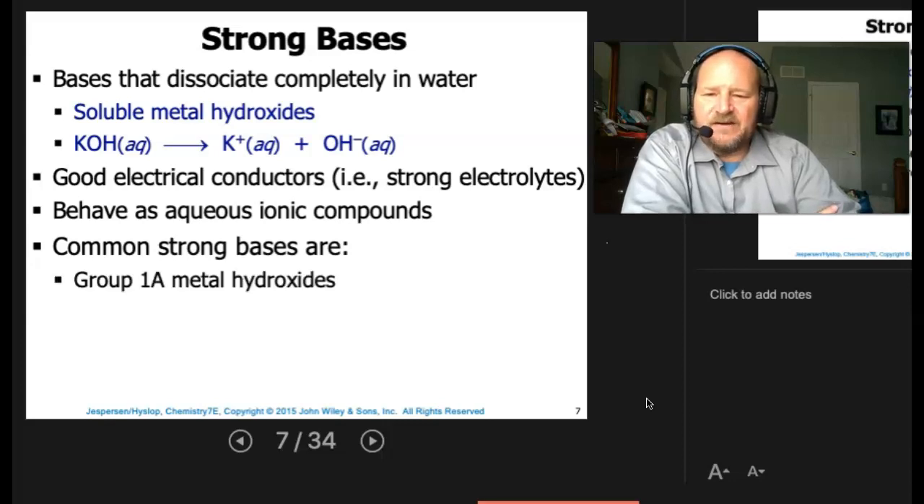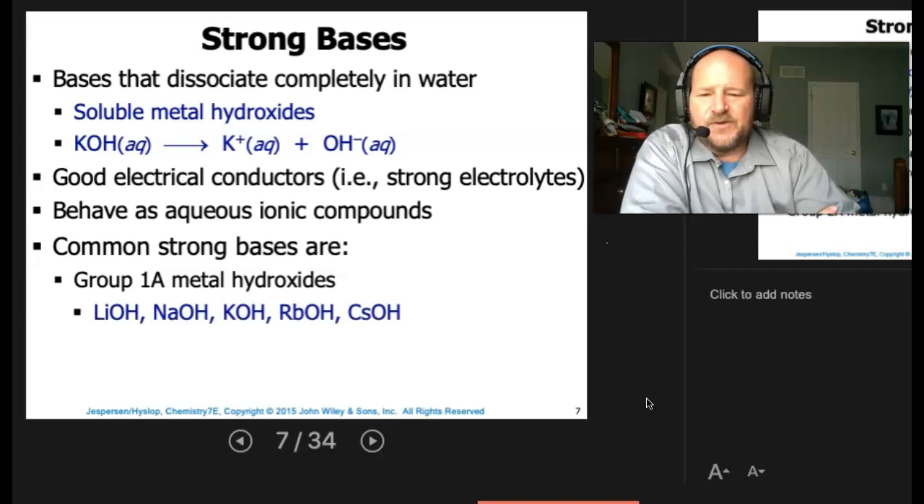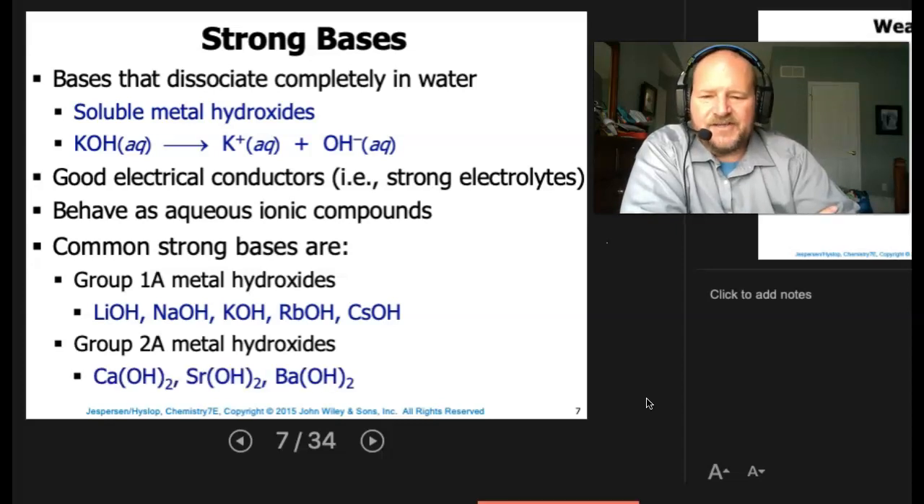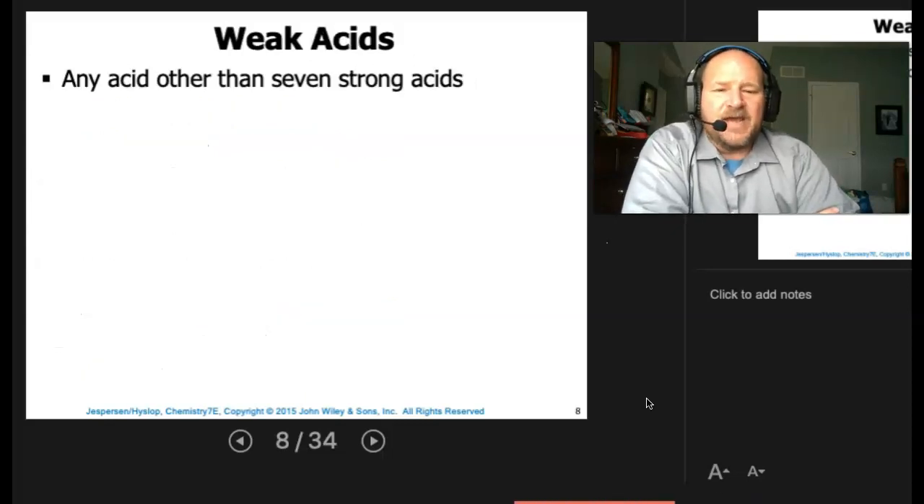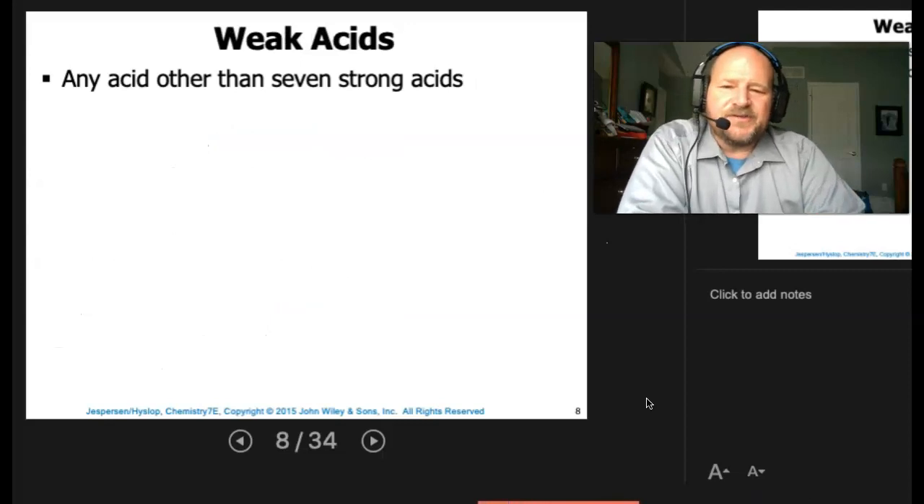Now, common strong bases are all of group 1A. So lithium, sodium, potassium, rubidium, cesium, no exceptions. Your group 2A, also calcium, strontium, barium, all strong bases. Now, weak acids are any acid other than those 7 strong ones.